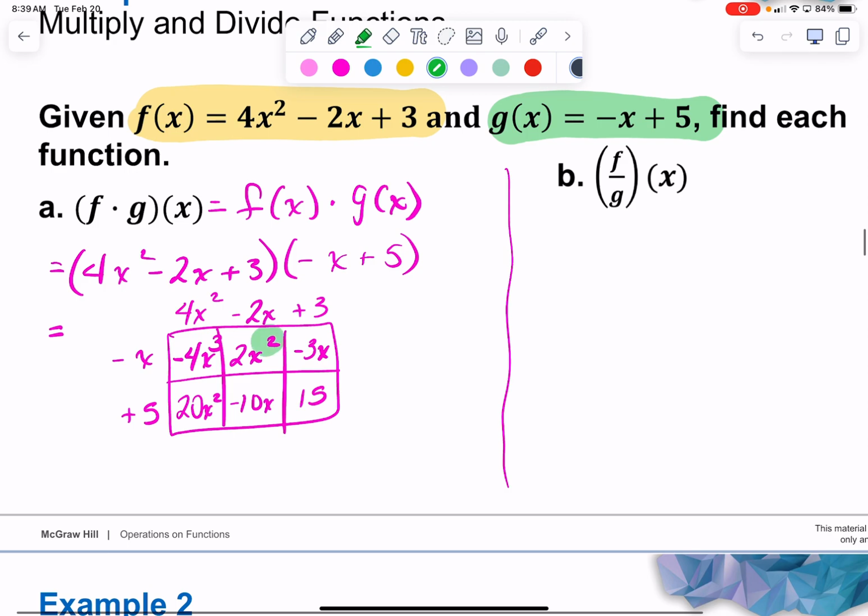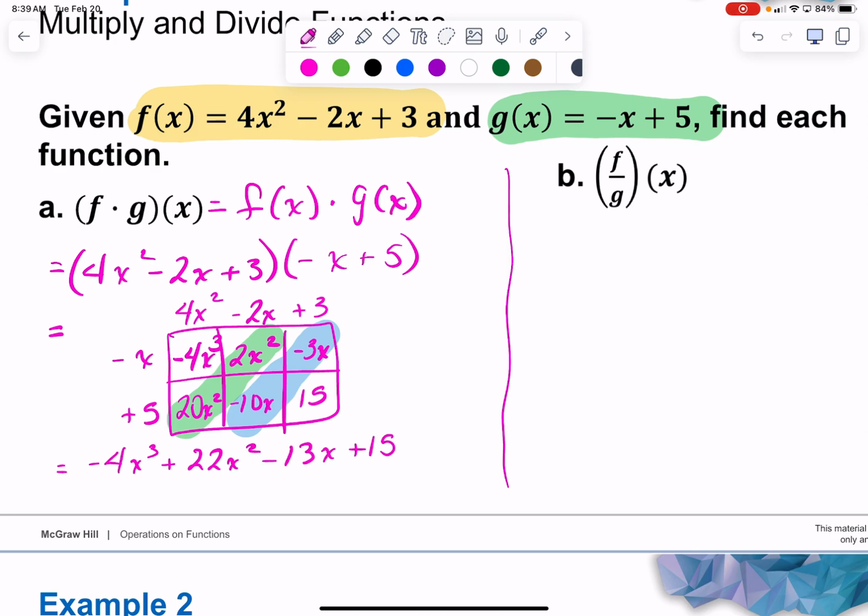And then we can see which terms we need to combine on our diagonals here. And that's going to give me negative 4x cubed plus 22x squared minus 13x plus 15. Moreover, we can see a quadratic with an x squared times a line with just an x gives me a cubic, right?